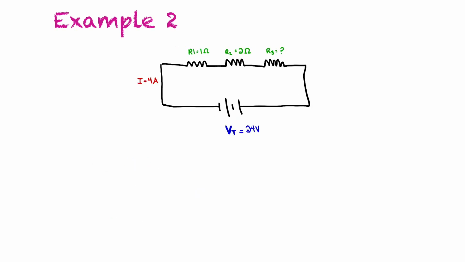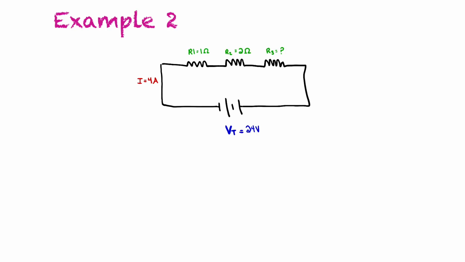This second example, we have to do a little bit of figuring to get to our answer. We know that the current is 4 amps and the total voltage is 24 volts. And we know that resistor 1 has a resistance of 1 ohm. This one has a resistance of 2 ohms, but we don't know what the resistance of the third one is. So what we need to do is find out what the total resistance is and then subtract the ones we know to get the one that we're trying to find out.